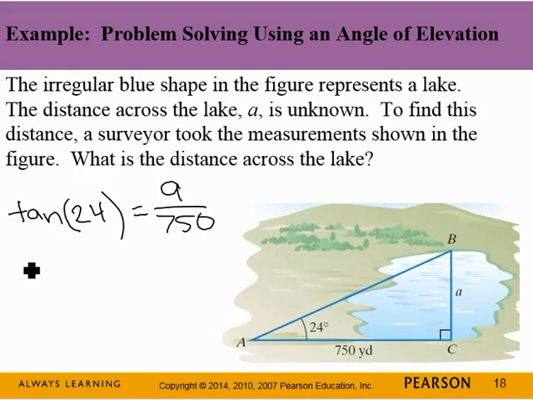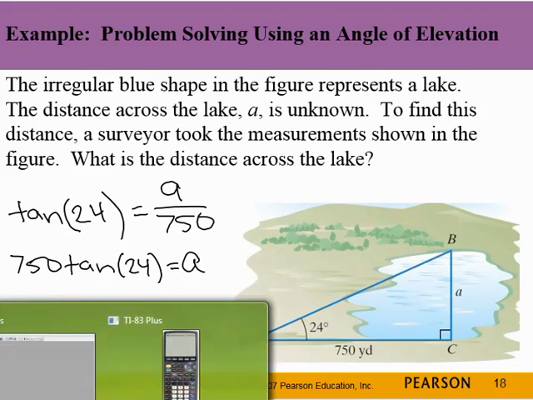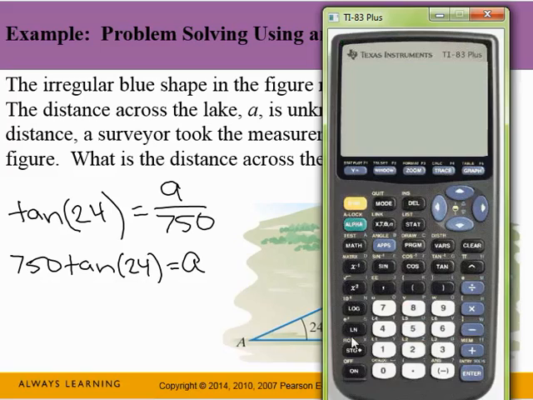In order to solve this, you have to multiply both sides by 750. So in your calculator, you're going to plug in 750 times tangent 24.